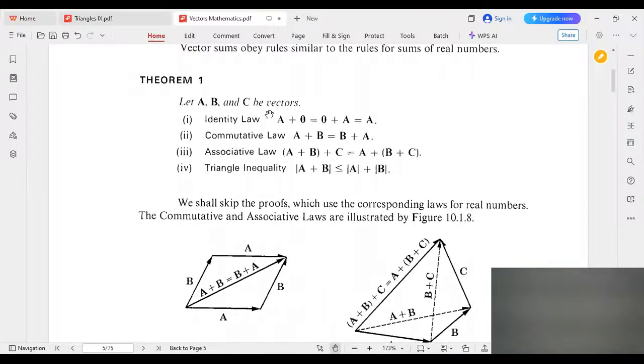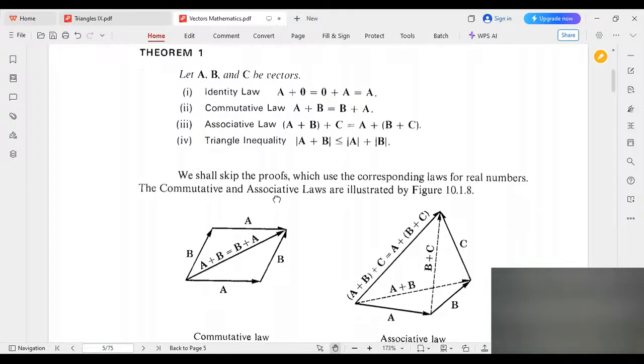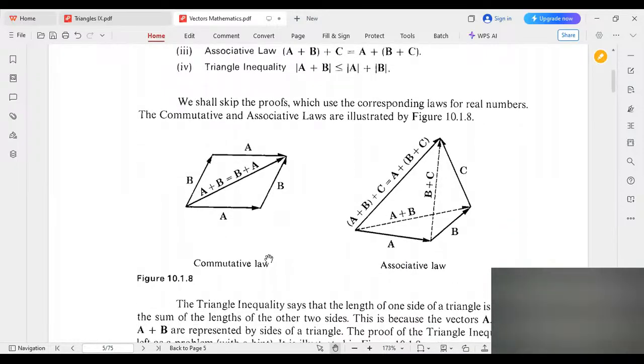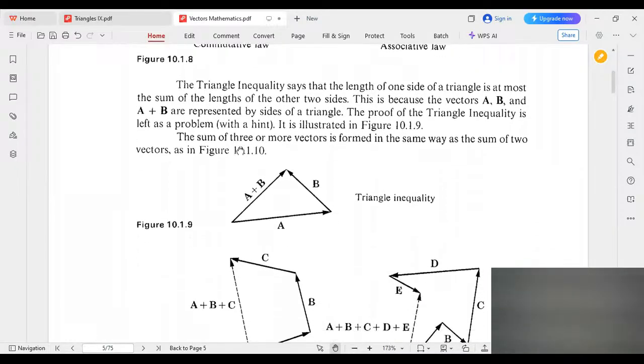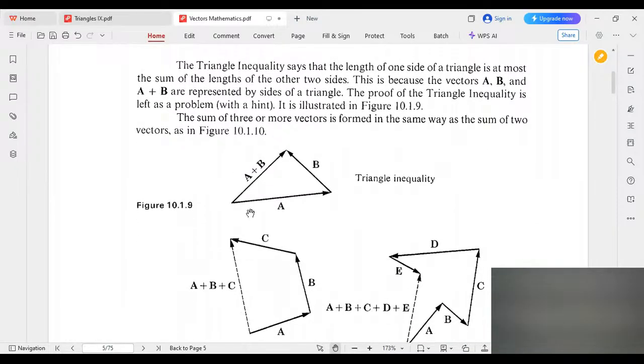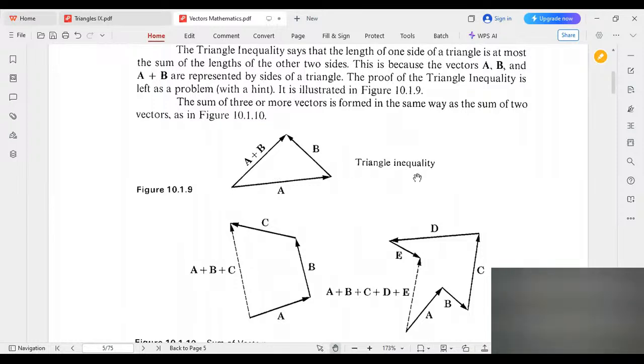Let A, B, C be vectors. Identity law: A plus 0 equals 0 plus A equals A. Commutative: A plus B equals B plus A. Associative: A plus B plus C equals A plus B plus C, regrouped. Triangle inequality: the magnitude of A plus B is less than or equal to the magnitude of A plus the magnitude of B. This is the triangle inequality.